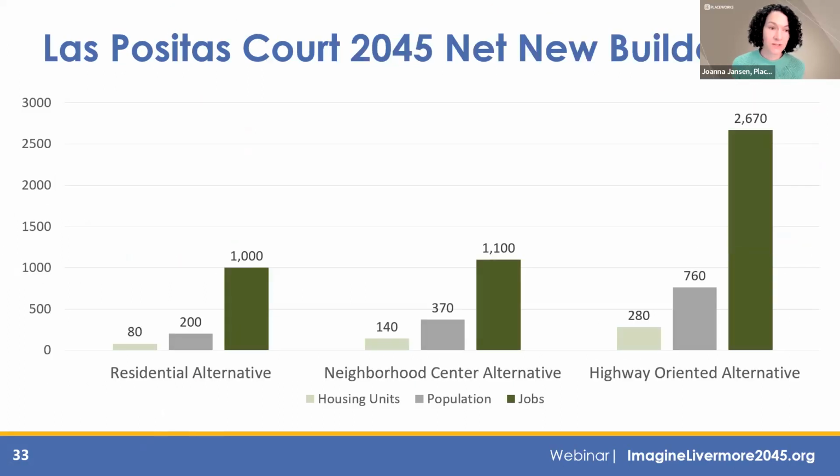That corresponds to about 1,000 new jobs, and just a few new homes in the residential alternative. Similar numbers for the neighborhood center alternative, a bit more jobs and a bit more housing under that one because of the higher density housing. And then again, as I mentioned, both the highest number of jobs and highest number of new homes and residents, as well as a significantly higher number of jobs under the highway oriented alternative because of all the new industrial and office development that would be there.